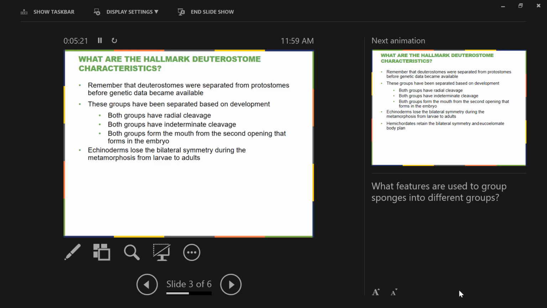Do you remember the type of symmetry on your exam that the answer was, we have not talked about this yet? What was it? We haven't talked about it yet. You are absolutely correct. Here it is. It's called pentaradial symmetry.